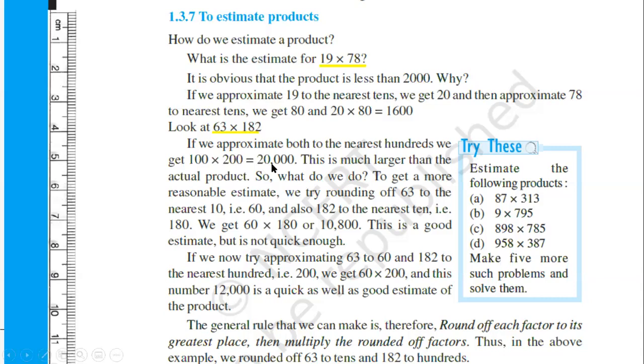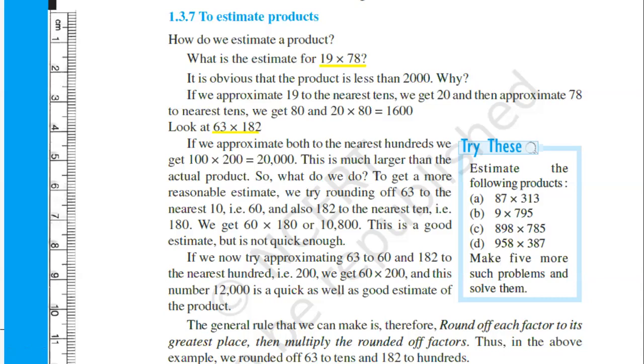This number, 20,000, is a large number. If we compare it with the exact answer, this is not a meaningful approximation because there is a wide difference between the approximated answer and the exact answer.